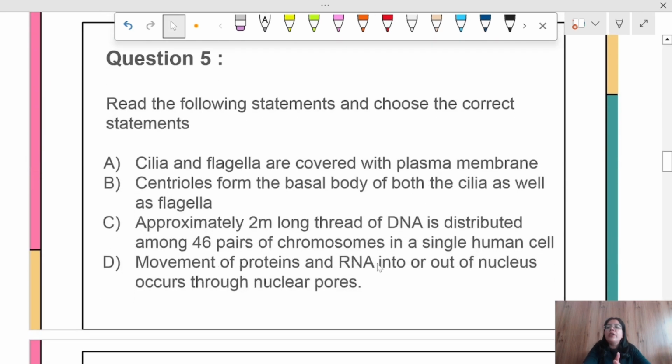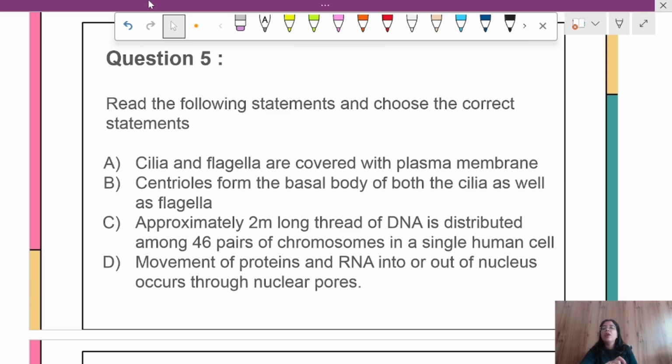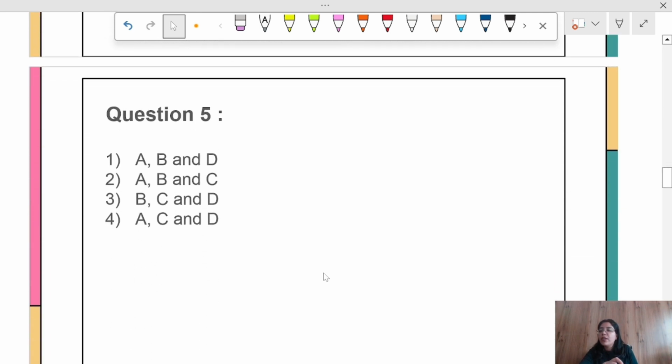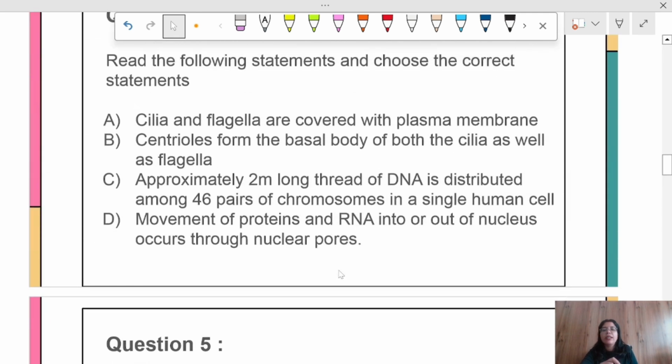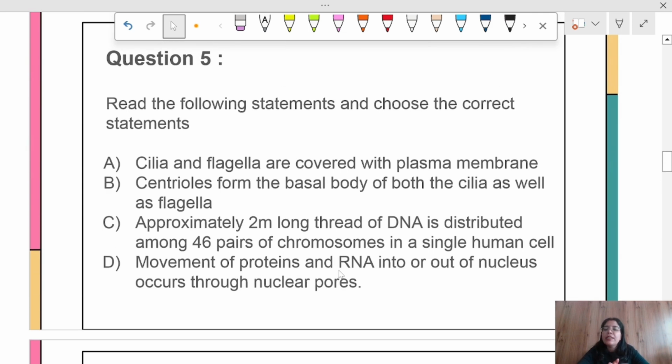Then read the following statements and choose the correct statement. This question is long, so options are in this slide. Okay, fine. Let us see what is correct here. Cilia and flagella are covered with plasma membrane. Yes, true. Eukaryotic cilia and flagella are covered by plasma membrane. And if they have included cilia with flagella, it means they are talking about eukaryotic flagella.